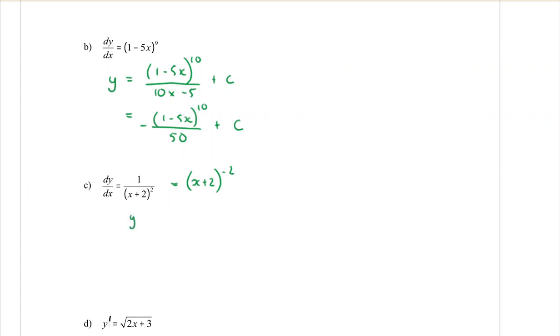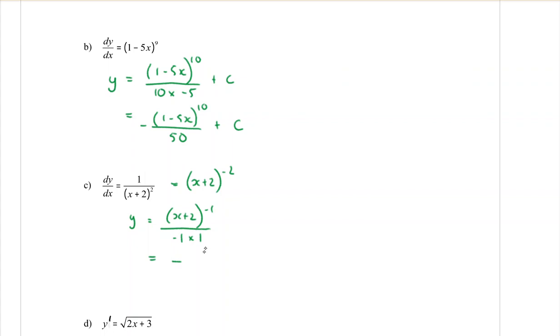So it will be y equals, keep the bracket, adding 1 to the power, make sure you go the right way, negative 1, good, over the power, which is negative 1, multiplied by the derivative of the bracket, which is a 1. Okay, so that just gives 1 times negative 1 is negative 1. And bring the negative sign out the front.